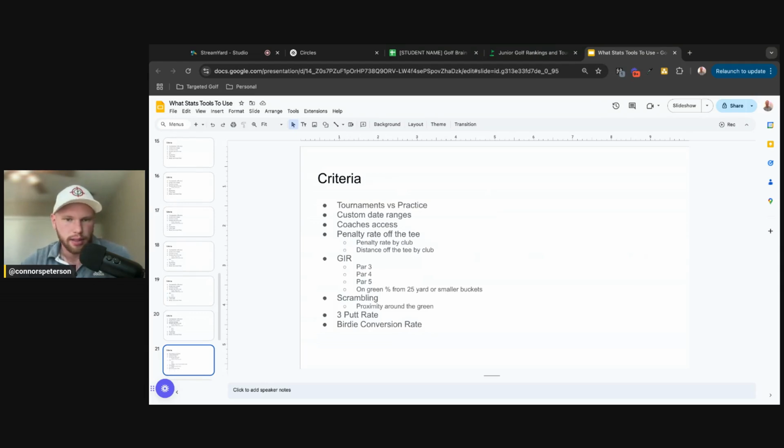The last one here, it looks like I bumped 2 of these up, is on green percentage. So we want to know from like 75 to 100 yards, how often do we hit it on the green? If you've got smaller buckets than that, that'd be great. My favorite has always been 10-yard buckets. That said, not every tool is going to do that. A lot of tools are going to have bigger gaps here. So we want to have at least 25-yard buckets so we can say, all right, 75 to 100 yards, we hit on the green 80% of the time.